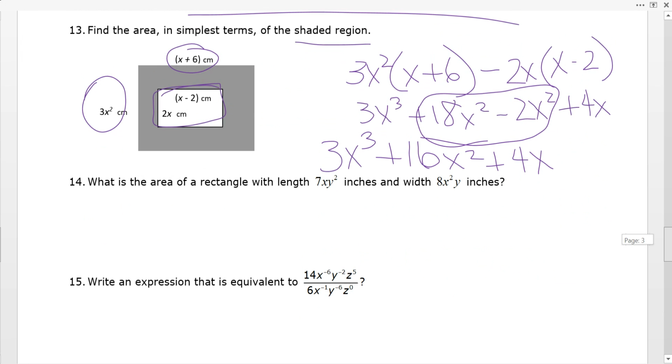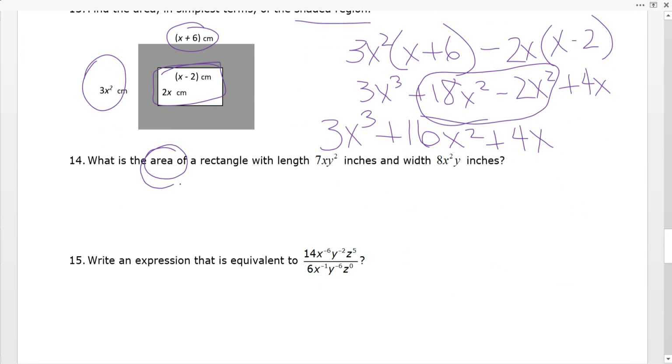So the only thing you have to notice is, is it area or perimeter? Area means multiply. 7 times 8 is 56. I have 1x over here and 2 over here. That means x to the 3rd. I have 2 y's over here, and 1 over here makes y to the 3rd. Done. Totally easy.